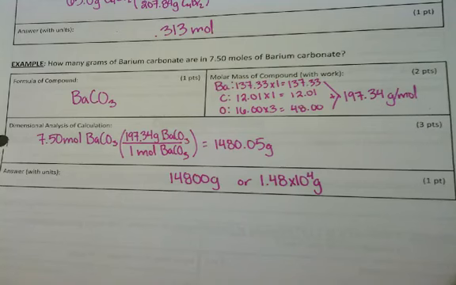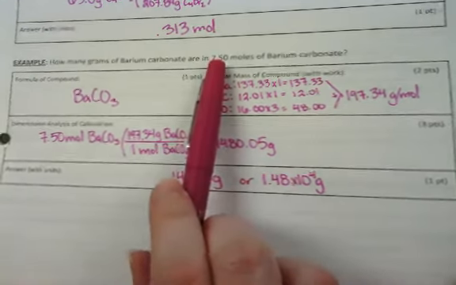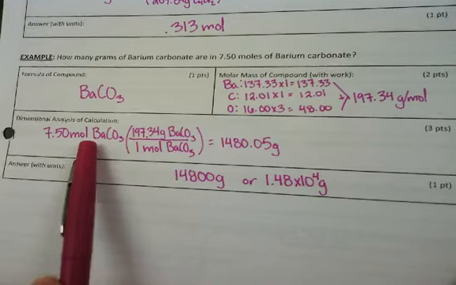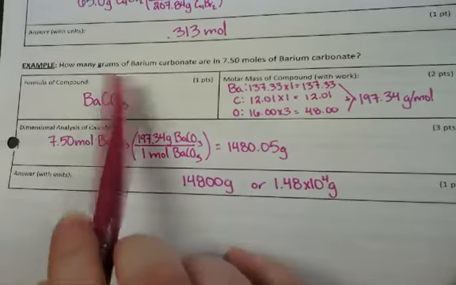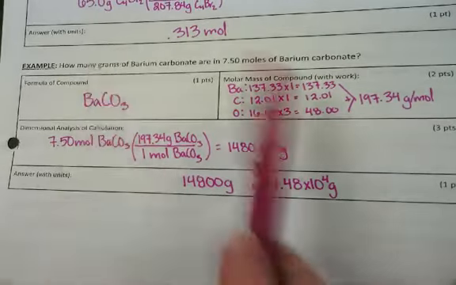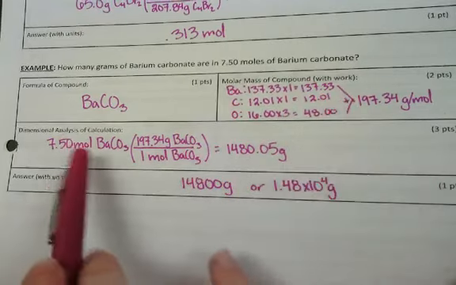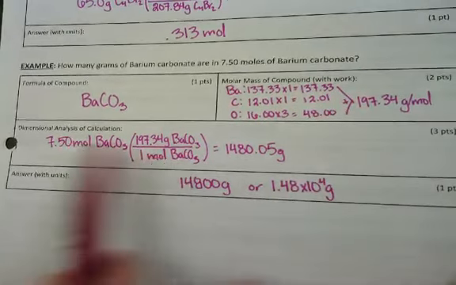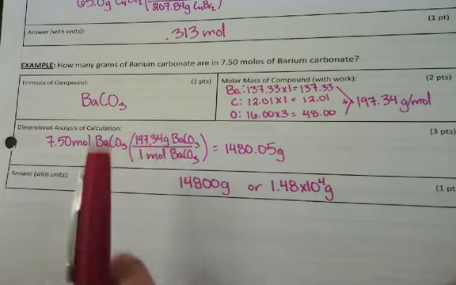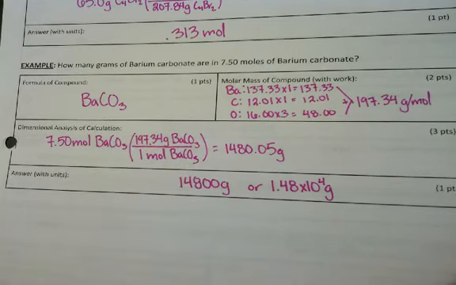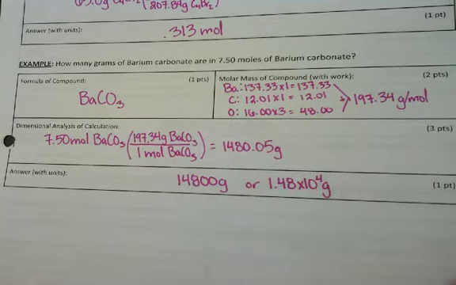And then we'll notice that 7.50 moles is our given, so we always start off by writing that. And then it's asking us to get to grams, so we'll use molar mass. Since we start with moles, moles has to go on the bottom to cancel it out, leaving grams on top, that 197.34. We'll plug that into the calculator, and this is the number we'll get.